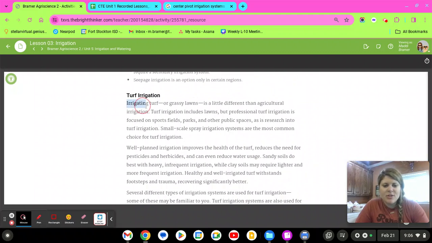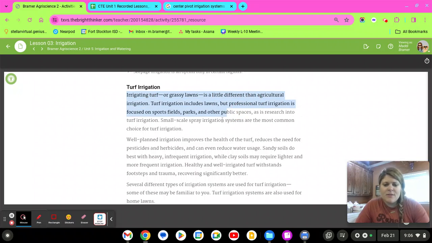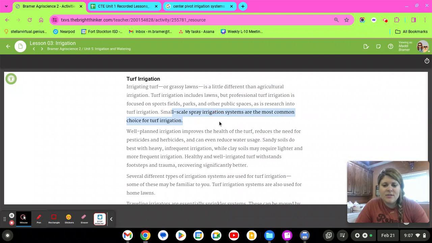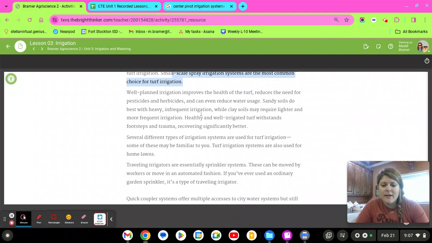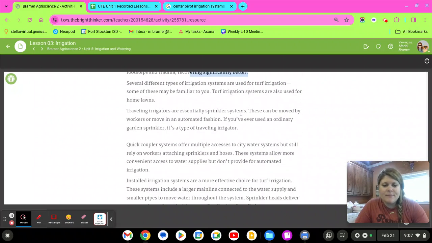Then we have turf irrigation. So that's to irrigate turf or grassy lawns. It's different. So that includes lawns, but also sports fields, parks, other public spaces. So small-scale spray irrigation systems are most common. Think of golf courses. Well-planned irrigation improves the health of the turf, reduces the need for pesticides and herbicides, and can reduce water usage. Sandy soils do best with infrequent irrigation, while clay soils may require lighter and more frequent irrigation. Healthy and well-irrigated turf withstands footsteps and trauma, recovering better.